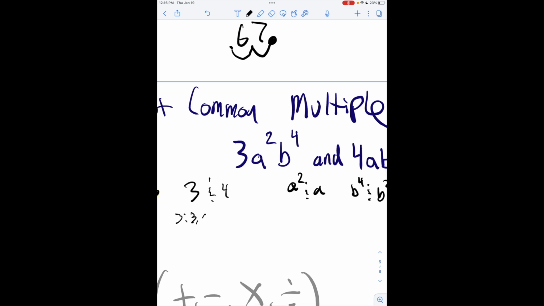So 3, 6, 9, 12, 15. Let's see if that's enough. 4, 8, 12. There we go. We've got 12 and 12.